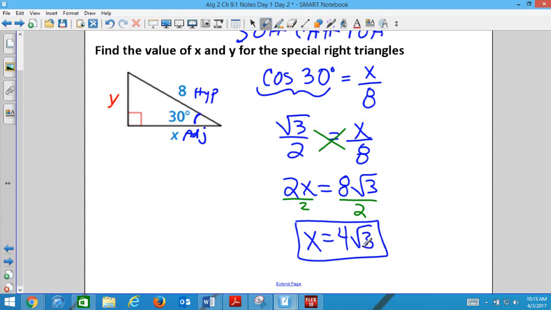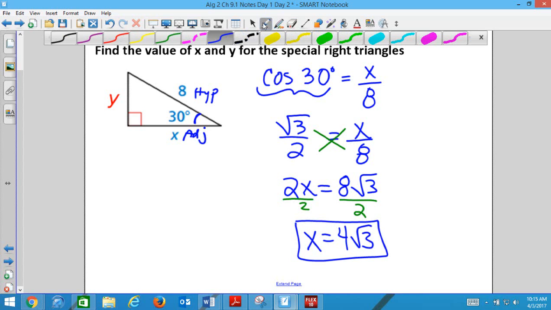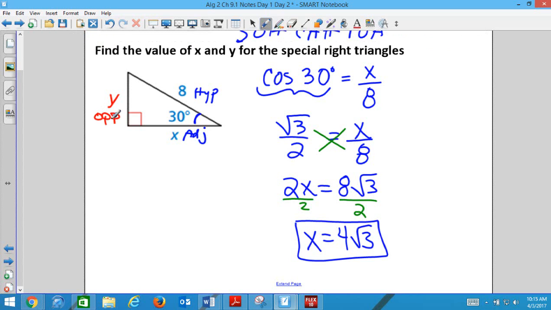All right, now we need to find y. So we're going to go through the same process. Y is which side according to the 30-degree angle? Y is the opposite. Now, I am not going to use x, because what if I made a silly mistake over here and got a wrong answer? And then I use that wrong answer to find y, I'm guaranteed to get a second wrong answer. So I'm not going to use x at all.